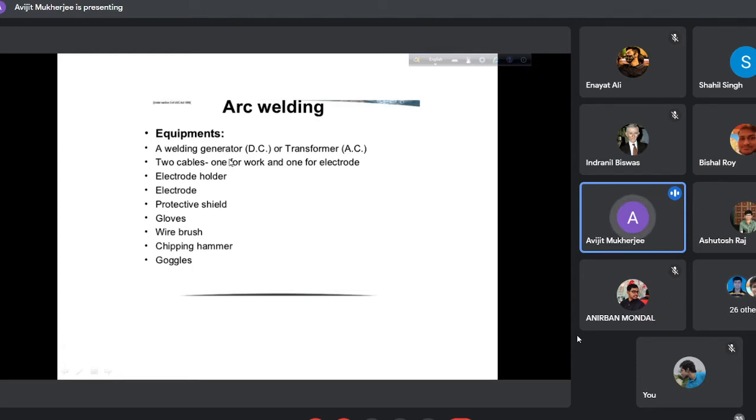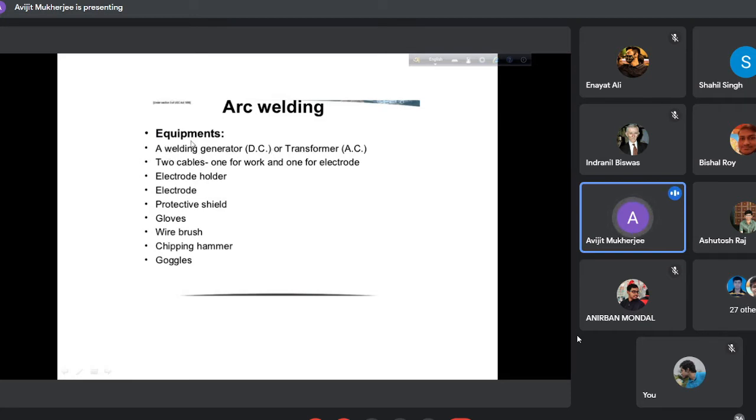As it is an electrical source, we may have either a DC set, meaning direct current, or an AC transformer, alternating current, where there is no fixed polarity. Alternatingly, plus and minus, these polarities are changing. But in DC, direct current, there are two fixed terminals, positive and negative, and they are not changing. How heat will be generated, all this will be discussed.